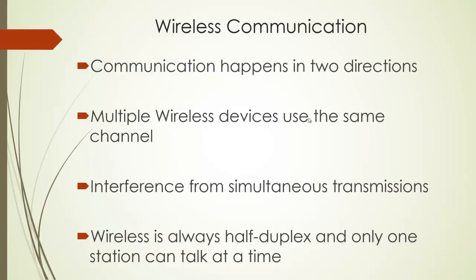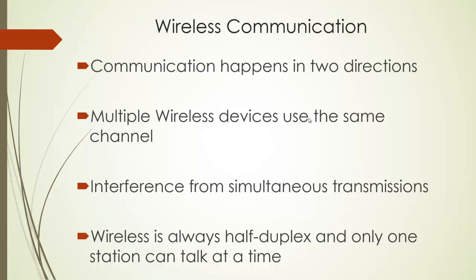All right, some things about wireless communication. Obviously, all communication typically happens in two directions. I say something to you, and then you verify that you received it. Like when I call you on the phone and you say hello, I know that you're there. And then when I say something, you respond back, or you say, hey, say it again, something like that. So it's always two ways.